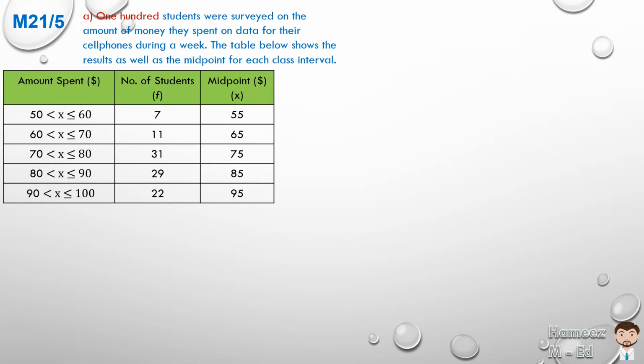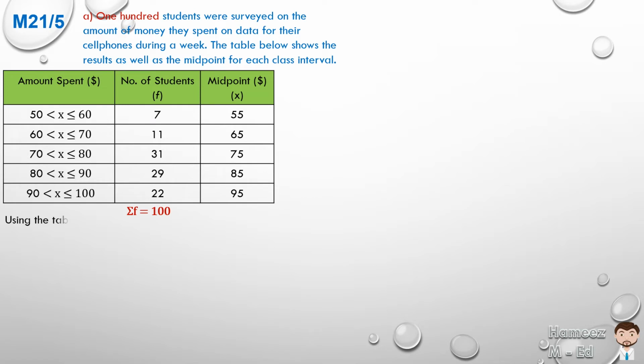So we can see the table where it has 3 columns, the first being the amount of money that the students spent, arranged in grouped data, where the first group is from 50 to 60 and each group increases by 10, 60 to 70, 70 to 80, and so on. And the number of students are given, and we can double check that if we tally 7, 11, 31, 29, and 22, we will get 100, which coincides with the 100 students given above. And the midpoints of each of these groups are given: 55, 65, 75, 85, and 95.